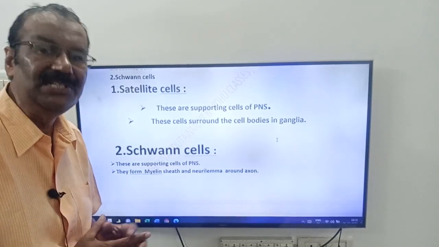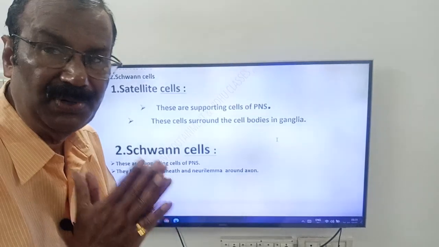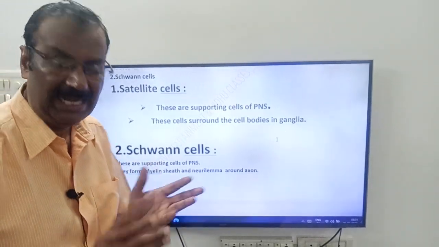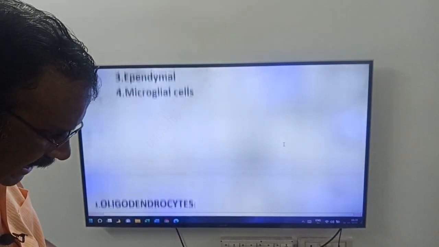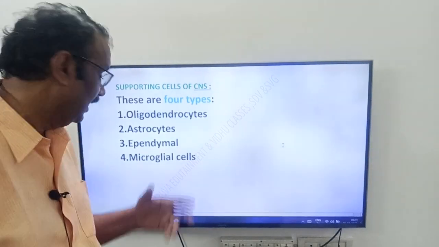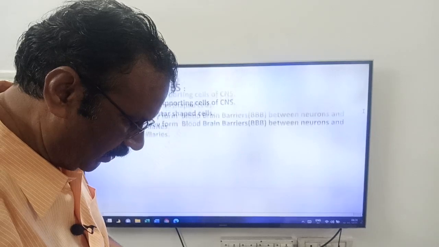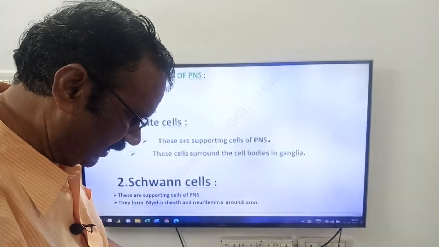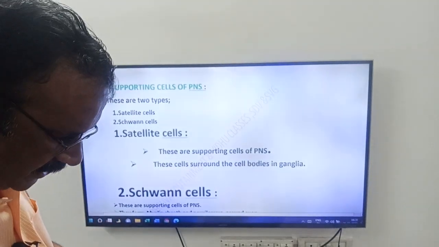Okay, friends, this is about what, friends? Supporting cells. You have to remember 6 supporting cells. What are they, friends? Oligodendrocytes, astrocytes, ependymal cells, and microglial cells of the central nervous system, and 2 more of the peripheral nervous system. What are they, friends? Satellite cells and Schwann cells of the peripheral nervous system.